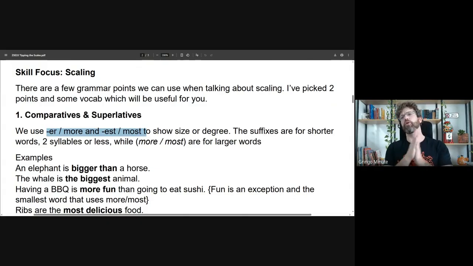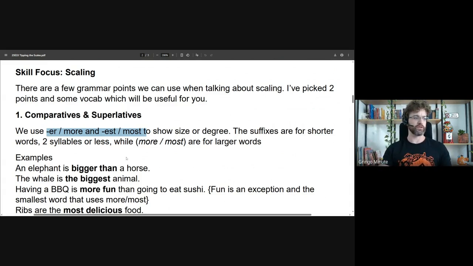I guess maybe the exception would be if you pause when you're thinking. I think this might be more clear. So, you know, I paused because I was making a comparison. I used the more, but then I stopped because I wasn't sure exactly what word to use. I guess that would be acceptable. Now, how will we decide whether it is more or ER? The rule is the size of the word. 2 syllables or less, we will use ER, EST. 3 syllables or more, we will use more and most.